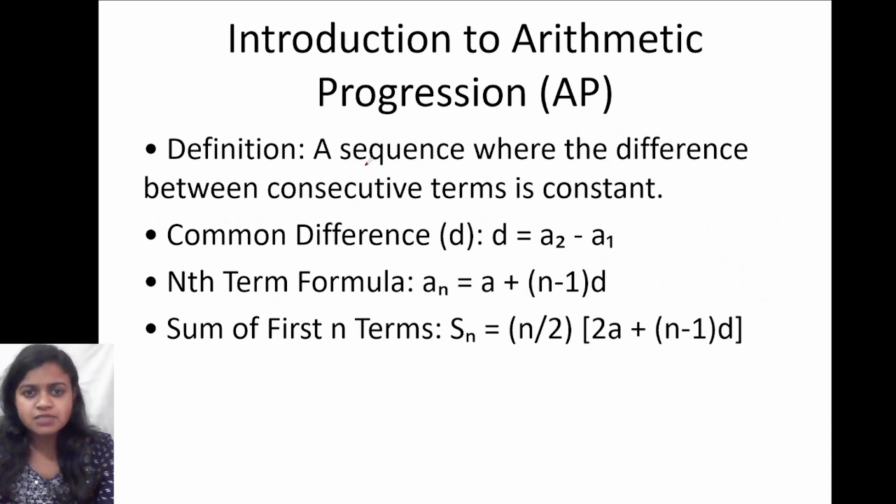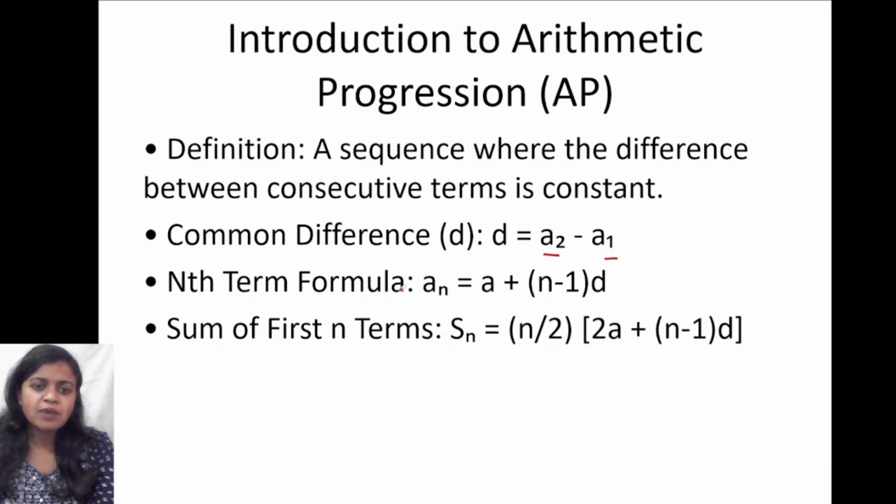So what is an AP series? A sequence where the common difference between consecutive terms is constant is called an AP series. And what is the common difference? A2 minus A1, that is second term minus first term. This is the common difference.